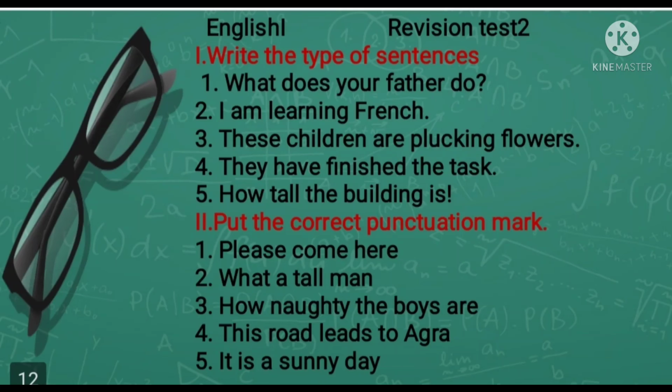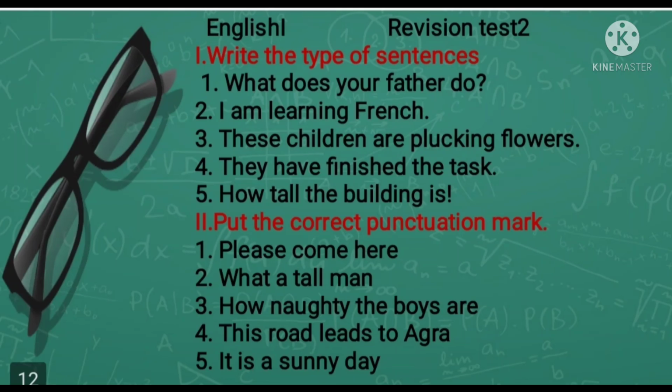First one is, what does your father do? Second one, I am learning French. Third one, these children are plucking flowers. Fourth one, they have finished the task. Fifth one, how tall the building is. So children, you have to write down the type of sentence in each of these lines.